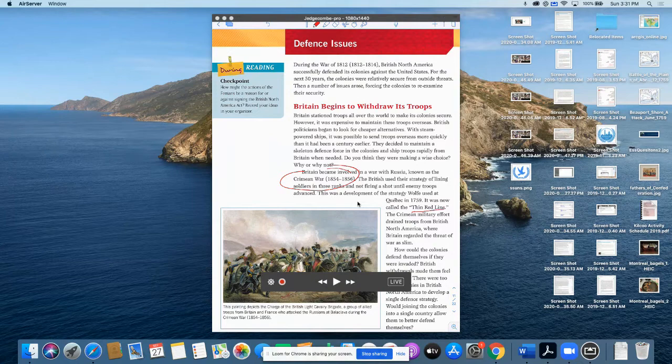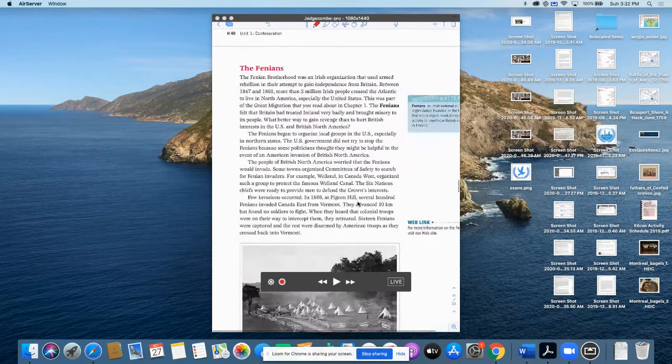Anyways, it was draining resources from coming to North America. So that was a problem. There was hardly anyone to defend the colonies.